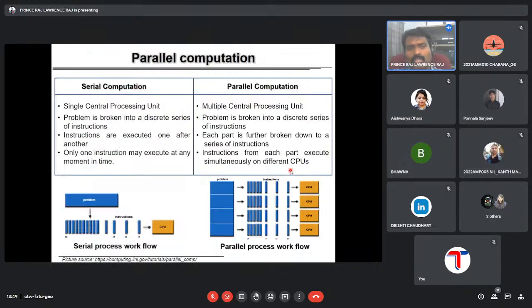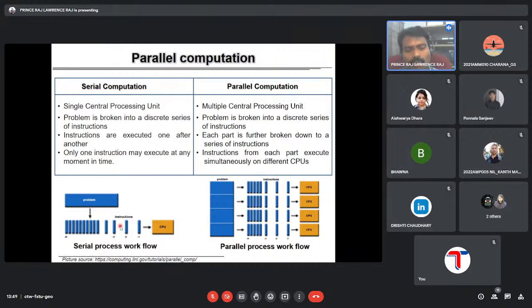Now let's talk about what is really parallel computation. I hope you all studied basic computation in your first semester course, and you may have seen this diagram. Serial computation. Your one problem is there. The instructions will go one by one to the CPU, and the CPU will process, and the output will be given. So the problem is broken into a discrete series of instructions, and one by one the process will go. That is the way a serial process will happen.